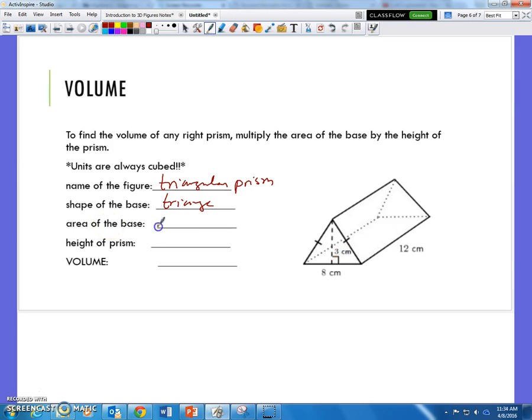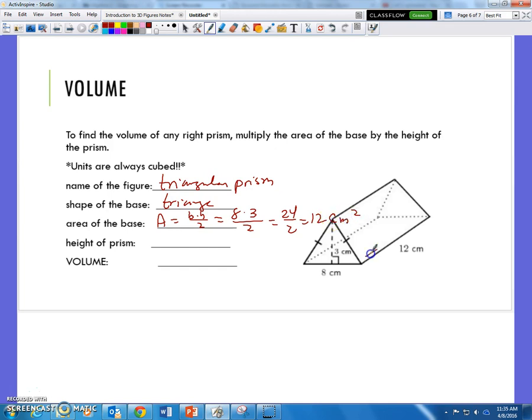Okay. So in this case, since the base is a triangle, I know it's base times height divided by 2 is the area. And in this case, my base is 8. My height is 3. Divide that by 2 and simplify. I know that the area of the base is 12 square centimeters.